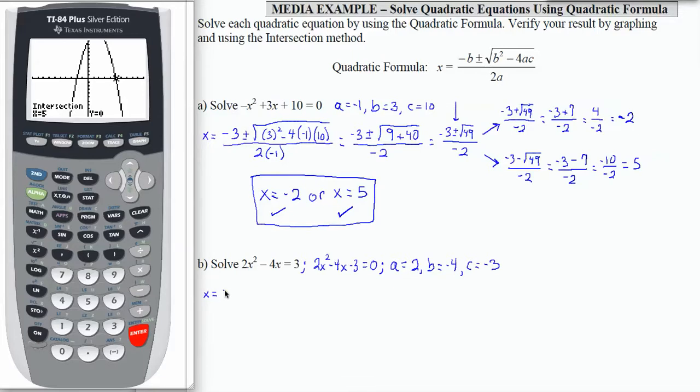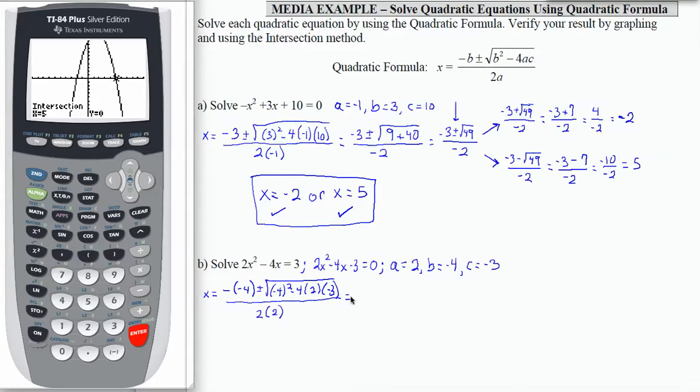x equals -b, so that's -4. Notice the use of parentheses. Plus or minus the square root. I'm going to need a long square root bar. -4, that's my b value, squared, minus 4 times a times c, which is -3. All of that is going to be over 2 times a, which is 2.